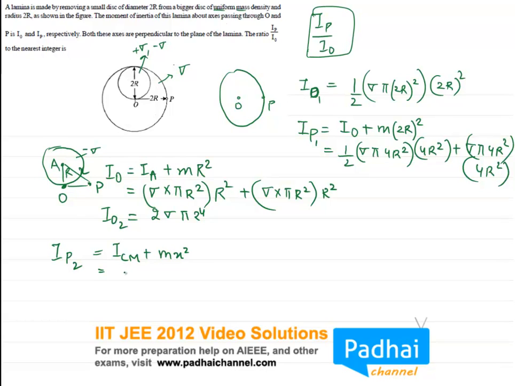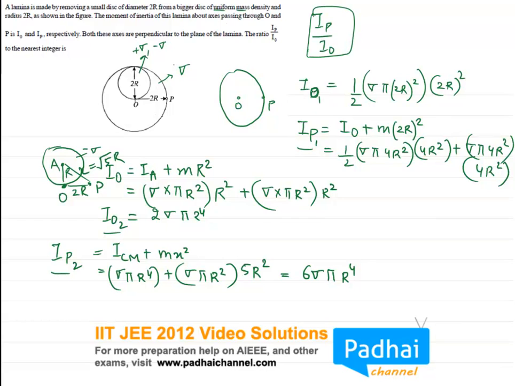This will be equal to sigma into pi r raised to power 4 plus m x square, which will be equal to sigma into pi r square. What will be x? This distance is 2r, this is r, so x will be equal to root 5 into r. So x square will be 5r square. This will be equal to 6 sigma pi r raised to power of 4. So we got IO2, we got IP2, we got IP1, we got IO1.